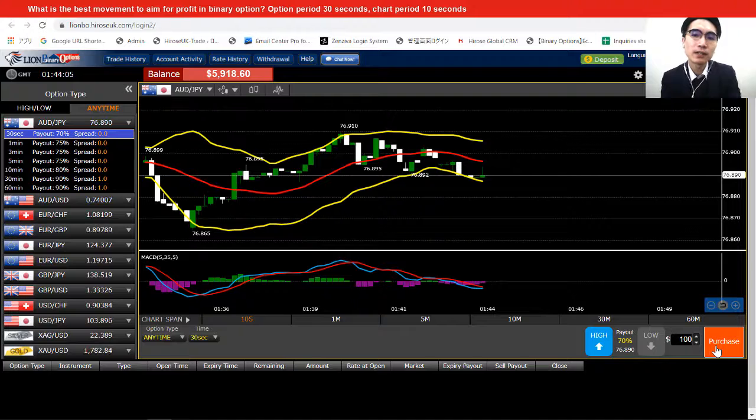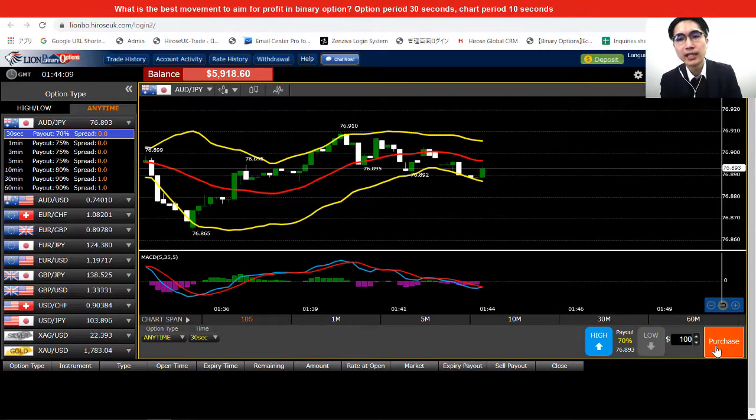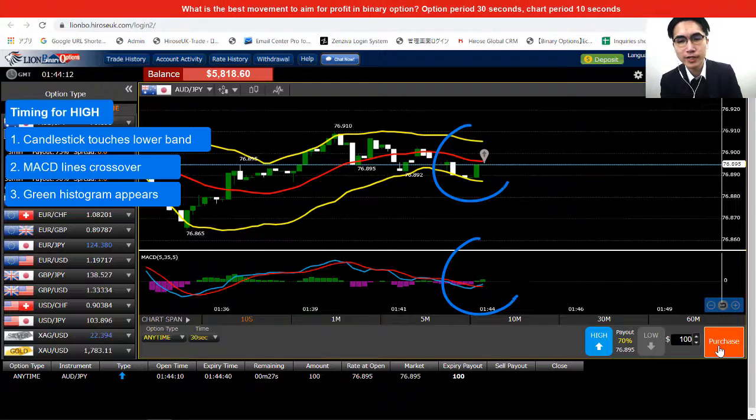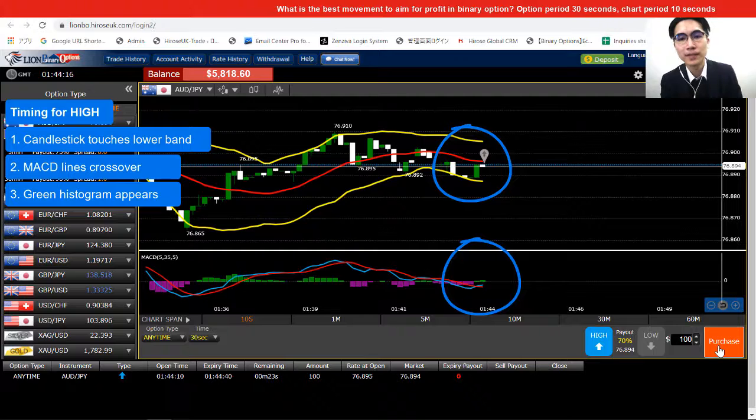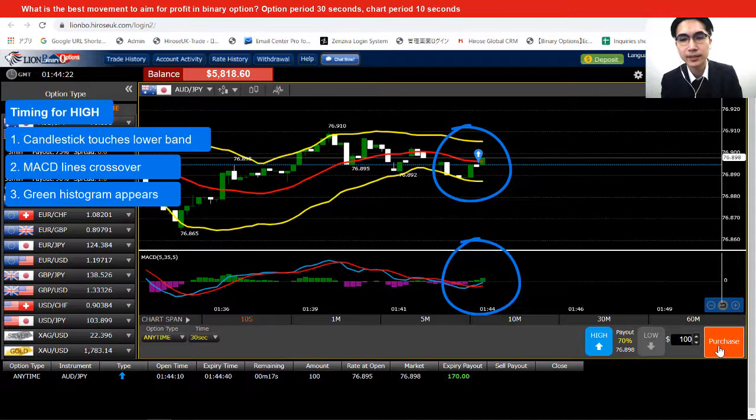Okay, now the candlestick is touching the lower band, so I will just open a trade. Yep, opened a trade here. The candlestick touches the lower band, then on the MACD the two lines cross over and give me a green histogram, and that is a double bullish confirmation. That's why I opened a trade there.